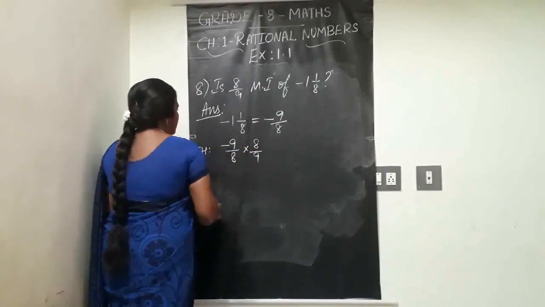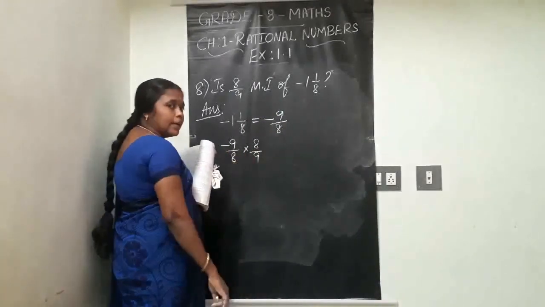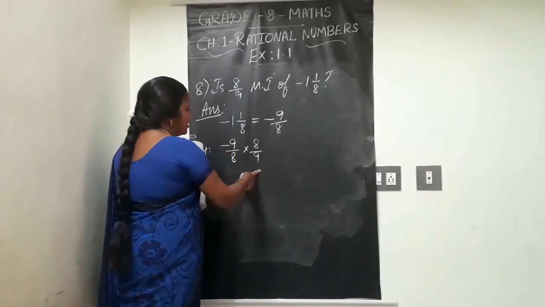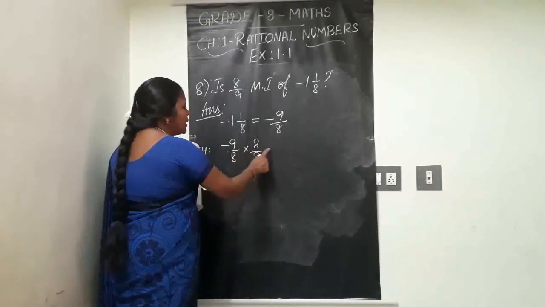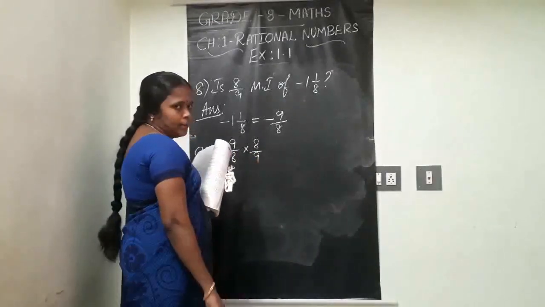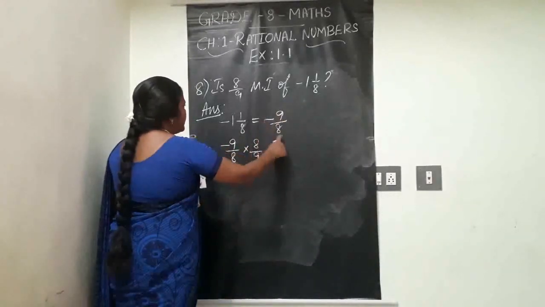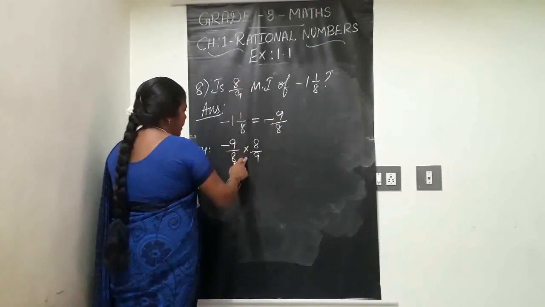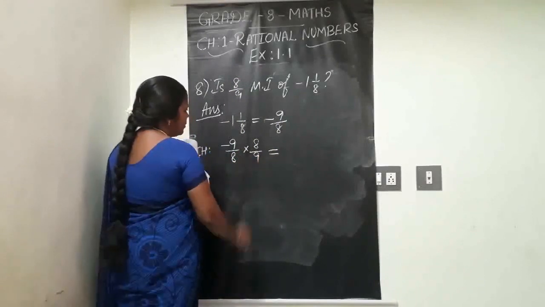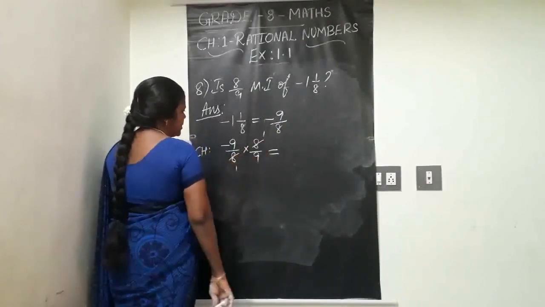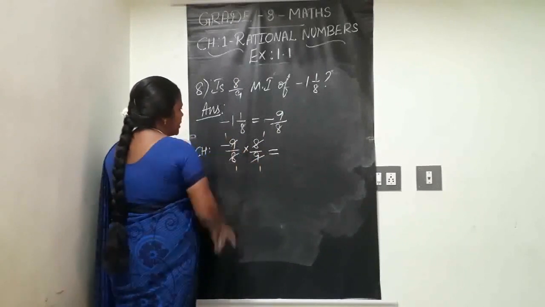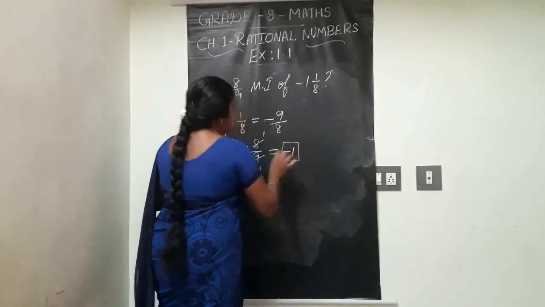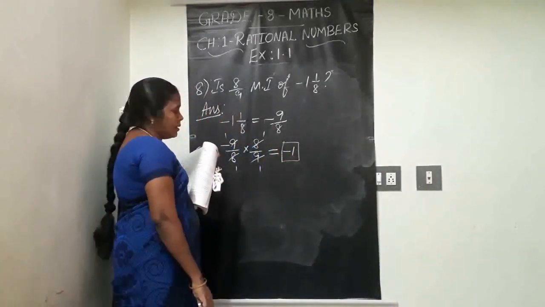For checking purpose, we have to multiply both. Already I taught: one number is the reciprocal of another one. How do you check? You have to multiply both, and at that time your answer should be 1. So I have taken this number and multiplied it with 8 by 9. What is my answer? 1 8 is 8, 1 8 is 8. 1 9 is 9, 1 9 is 9. Minus into plus is minus 1.